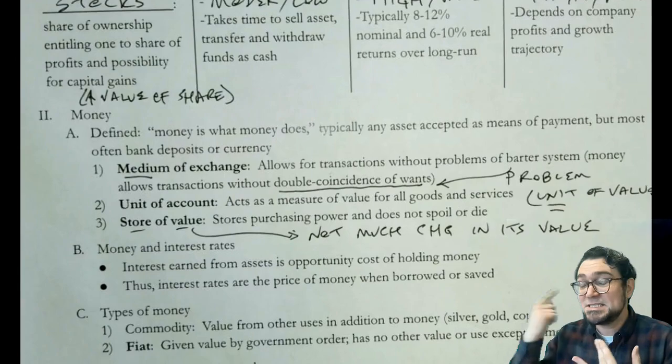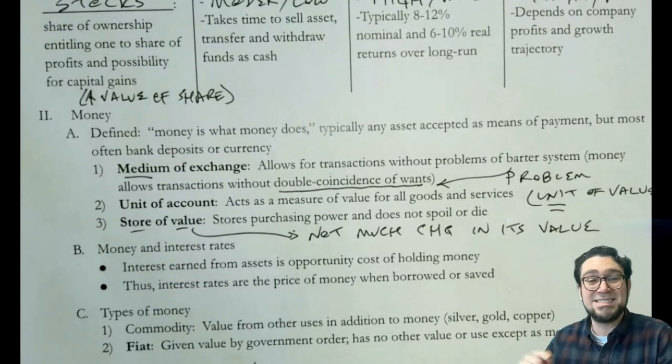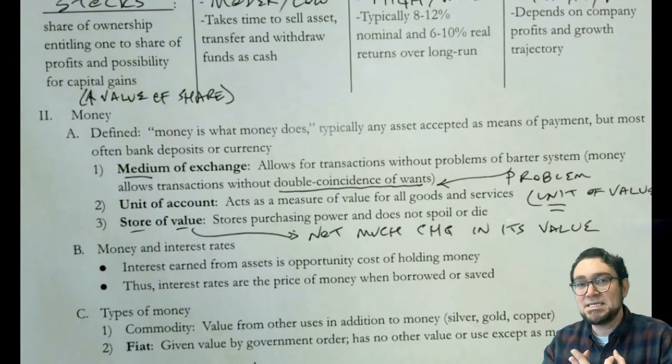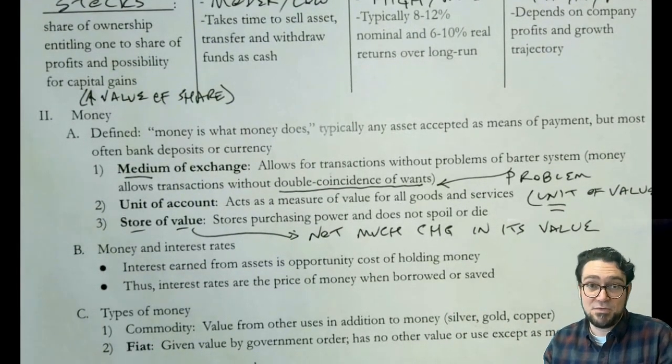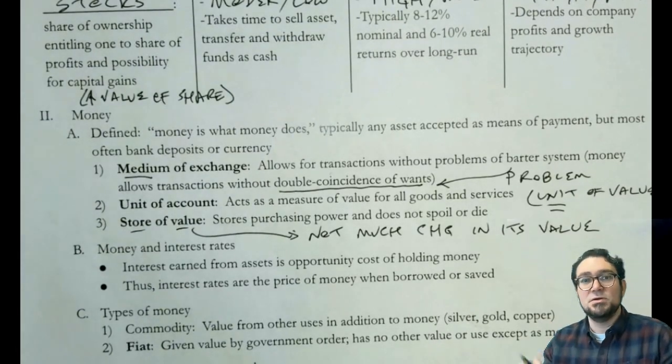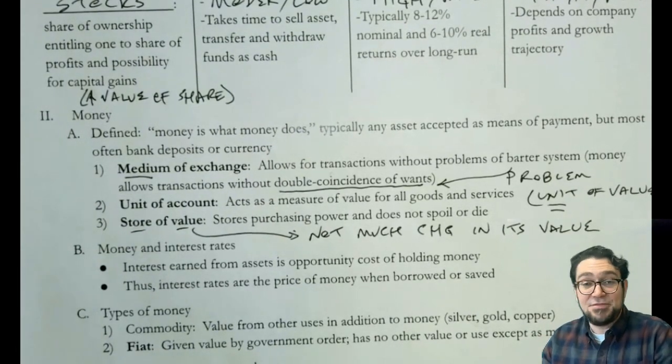It will be an easily divisible number that people could use to price lots of things, and it would be widely accepted as something that I could pay for things with. If it does all three of those, then we consider it to be good money. And again, anything can actually be money.